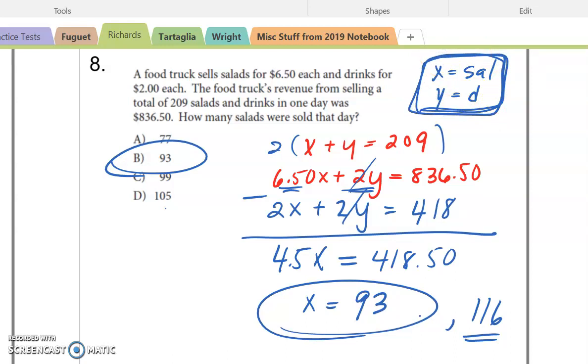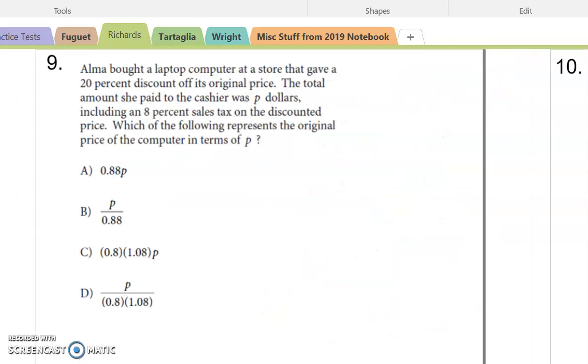All right. Not going to lie, number 9 is not probably my favorite algebra problem. I just think it's confusing. I think it's just the wording, and they're trying to mess you up. Alma bought a laptop at a computer store that gave 20% off the original price. So if the original price was x and I'm giving you 20% off of that original price, I hope you can see that's 0.8x, or 80% of the original once you take it off.